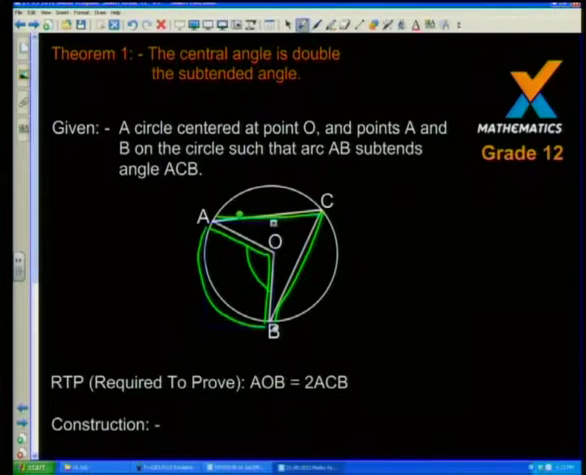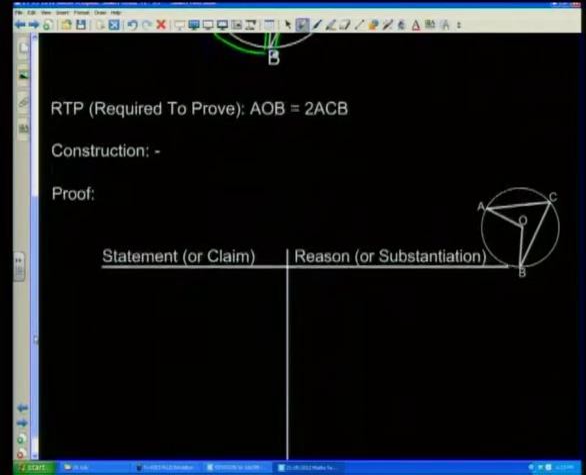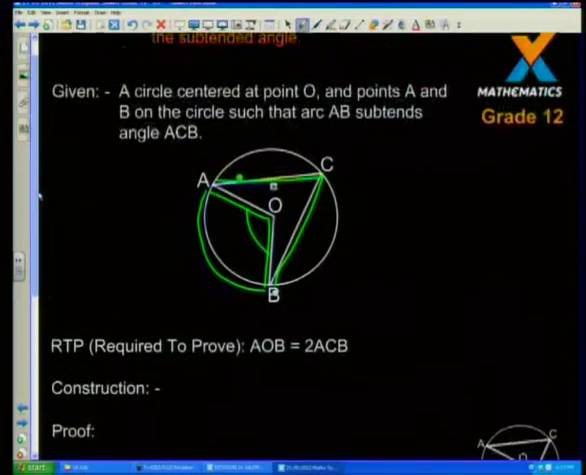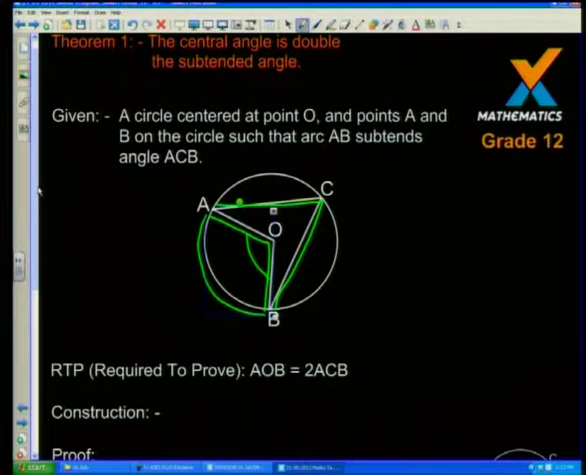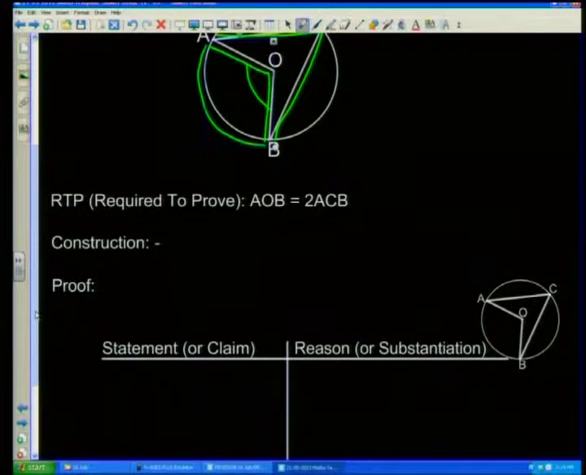So this theorem, therefore, can be proven. Notice the structure when I'm proving. We were given the following information: a circle centered at point O and points A and B on the circle such that arc AB subtends angle ACB. That is the given information, and you are required now to prove that AOB, which is the central angle, is twice ACB, which is the subtended angle.